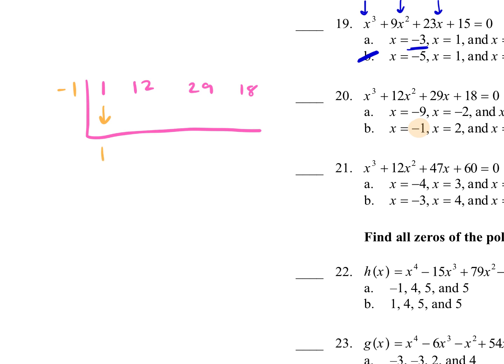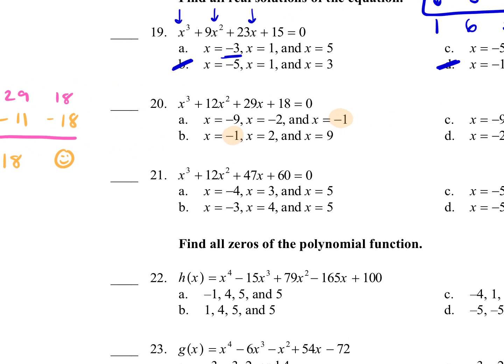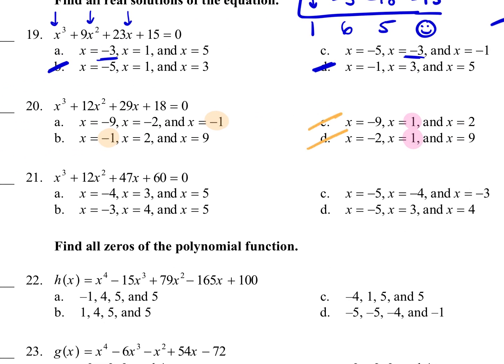We're going to drop down the 1, multiply, we get negative 1, add 11, multiply, negative 11, add, we get 18, multiply, negative 18, add, we get 0. Does it work? Yes. So negative 1 is an answer choice. So we can cross off C and D because those don't have negative 1 as an answer.